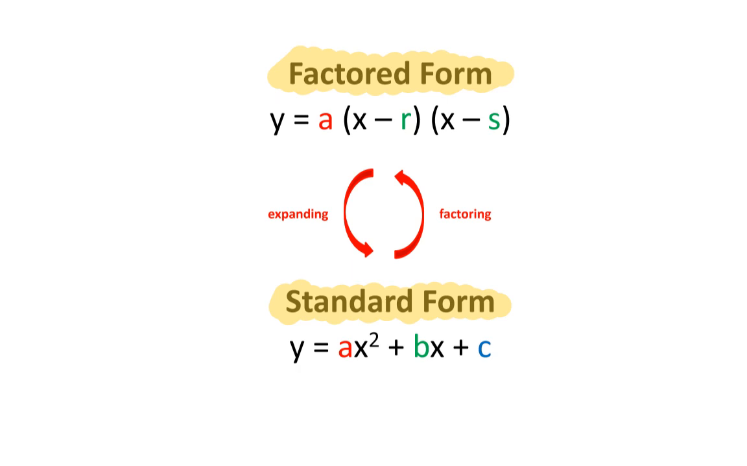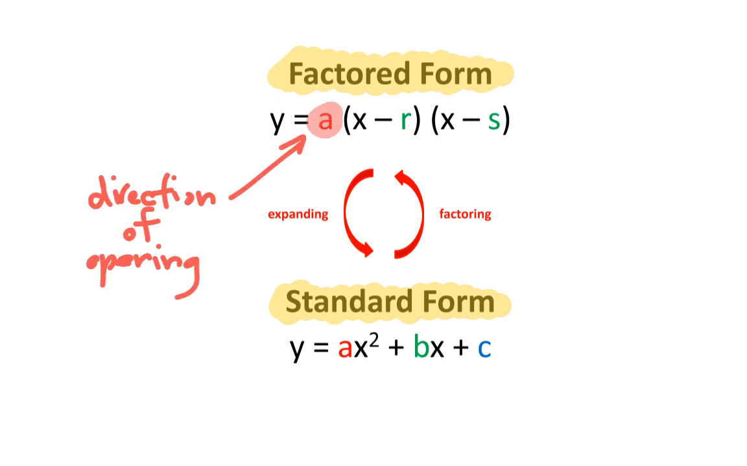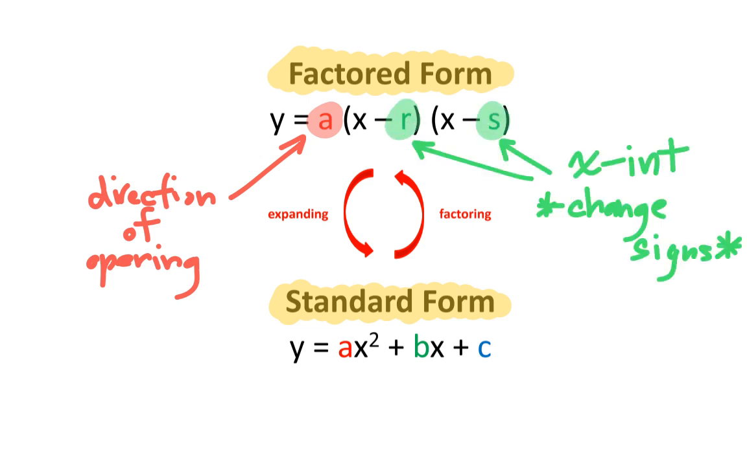In factored form, the variable of a tells you the direction of opening, whether the parabola is opening upwards, smiling, or opening downwards, frowning. Meanwhile, the variables of r and s are related to the x-intercept. Remember, you have to change their signs. In standard form, the variable of a again represents the direction of opening.